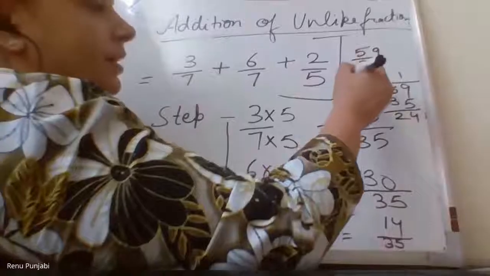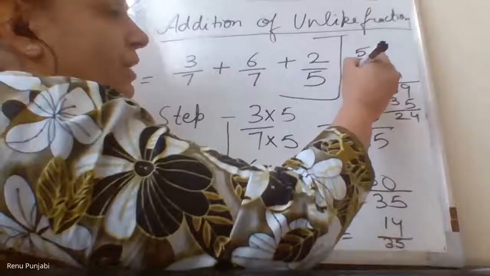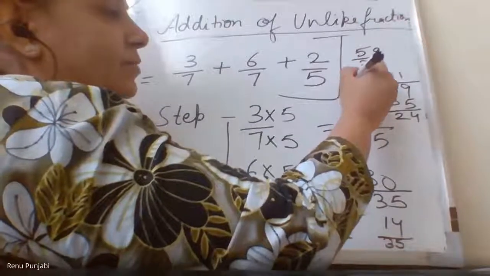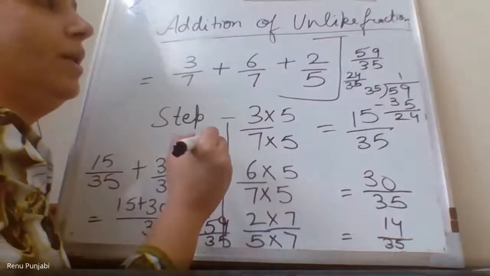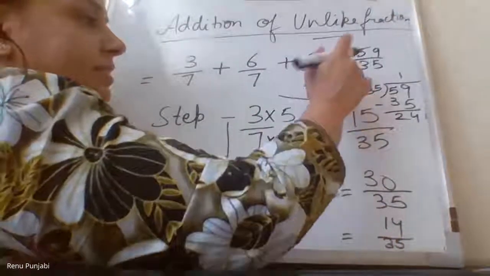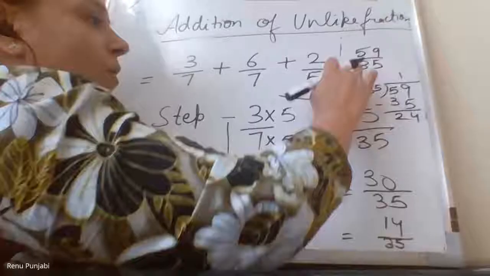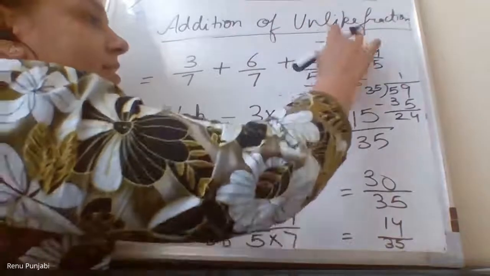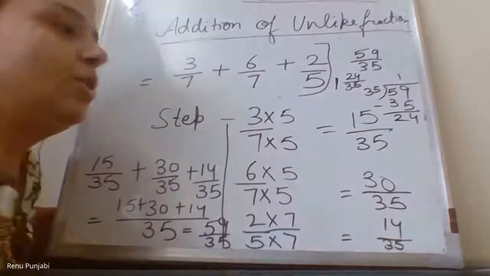Ma'am, the remainder will be the numerator. The divisor will be at its place. And the quotient will go here as the mixed whole number. Yes. So this will be your final answer.